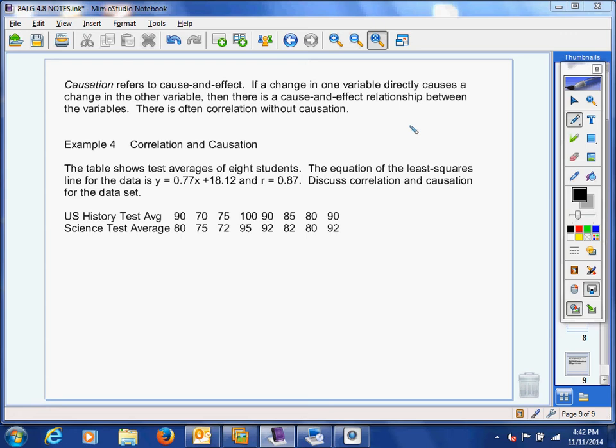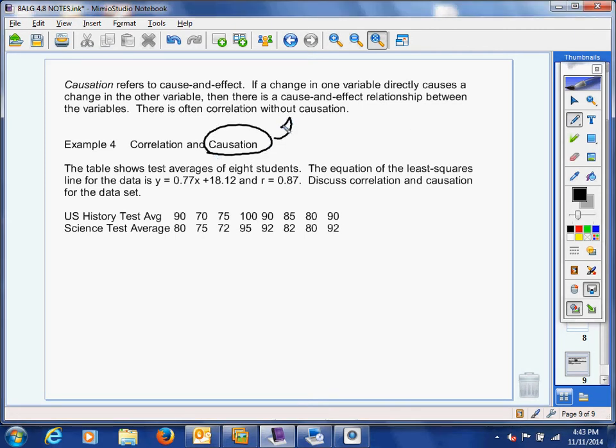8th grade. We are going to get into our very last example of section 4.8. It has been quite a long video series. There's lots of keying sequences that we learned and interpretation. And here we are finally at example 4, where we're going to discuss correlation and something else called causation.